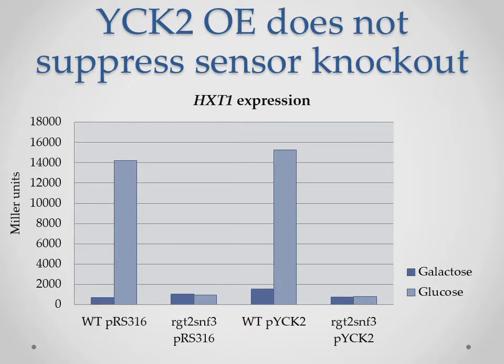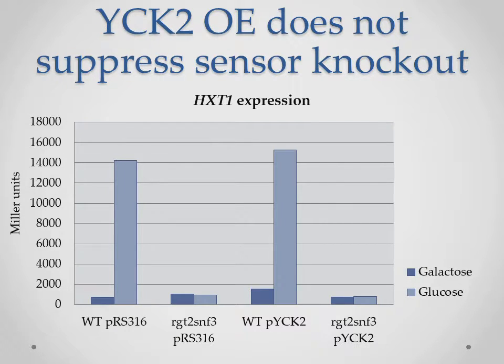So I did some Hxt1 expression assays, where you can see in the wild type, when grown in galactose, there's no expression of Hxt1. However, when you add glucose, you get a rapid induction of Hxt1. And as I mentioned, in this sensor knockout, missing RGT2 and SNF3, you see no signaling, no Hxt1 expression. However, when you overexpress YCK2, you don't see the rescue that we were expecting in the sensor knockout.